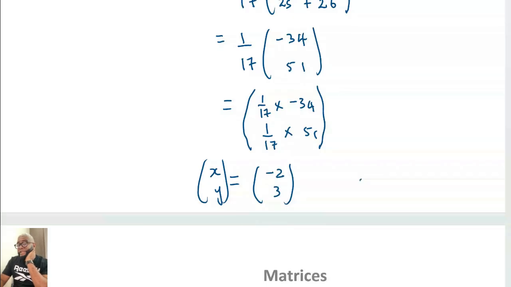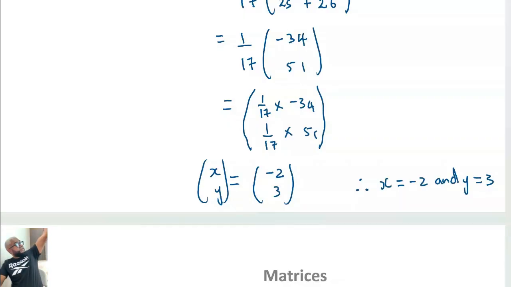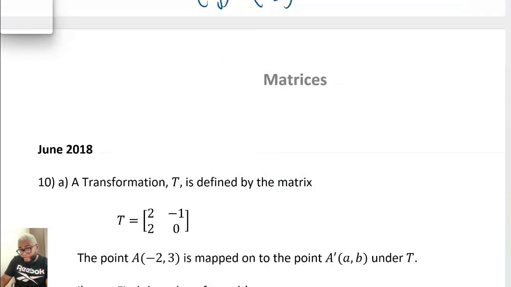So I can now say, therefore, X is equal to negative 2 and Y is equal to 3. Remember, the X is on top, so the number on top is X. The Y is underneath, so the number underneath is Y. So we used the matrix method to find X and Y in a simultaneous equation. Everybody good there? Perfect.